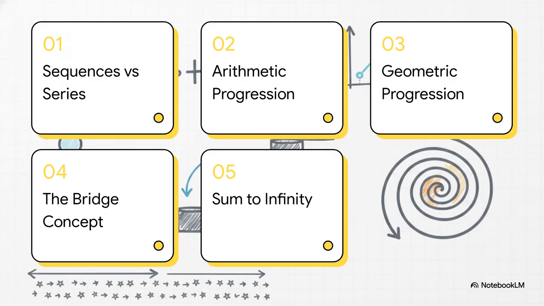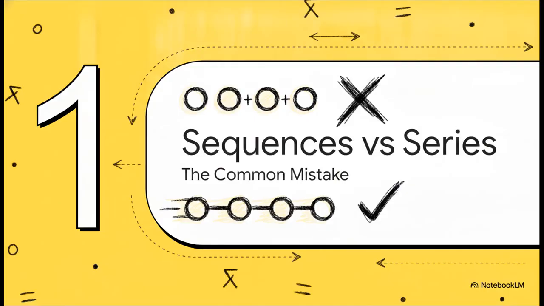Here's our agenda for today's session. We'll cover 5 key learning outcomes: sequences versus series, mastering arithmetic progressions, mastering geometric progressions, linking terms and sums, and finally the big one, the sum to infinity. Let's start with Section 1, Sequences versus Series.